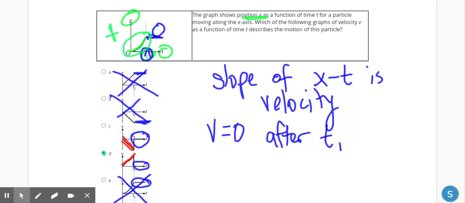You can also tell that if you use tangent lines. So here's my tangent line at t equals 0. Here's my tangent line right there, right before t1. The slope is increasing, so the velocity is increasing, and all those slopes are positive.